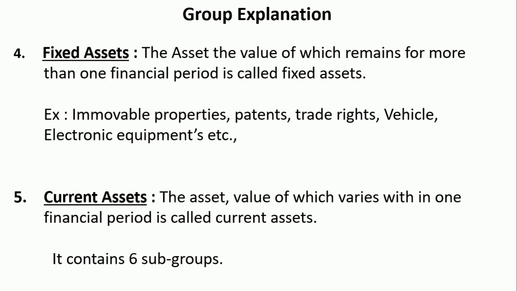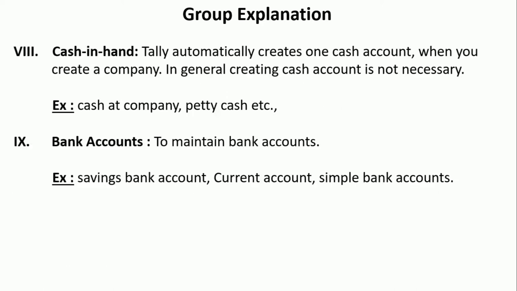Fifth one is current asset. The asset, the value of which varies within one financial period, is called current asset. The asset value of which varies in one financial period, the value of an asset keeps changing, that we call current assets. There are 6 subgroups related to current assets.